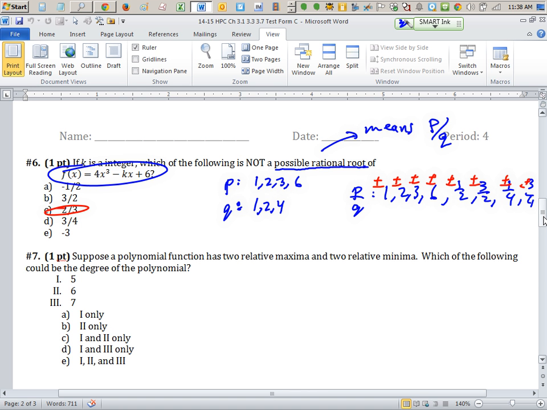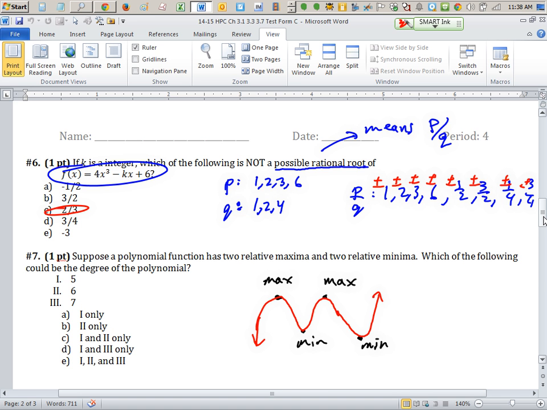Suppose a polynomial function has 2 relative mins and 2 relative maxes. So you could just sketch that out. Imagine having a max and a max and a min and a min, and imagine trying to connect that. You're not allowed to have any more or less.